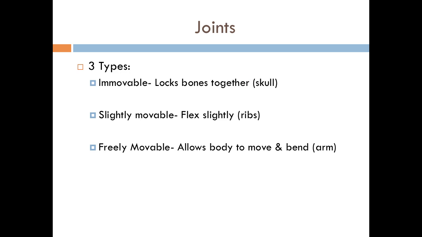There are 3 different types of joints. The 3 types include immovable, which means that the bones are locked together, such as your skull. They cannot move. And there are slightly movable joints, where you can flex them just a little bit, like your ribs whenever you turn from side to side. And there's freely movable, which allows the body to move and bend without a whole lot of restrictions, such as your arms, your legs. Different joints, of course, in your arms and legs allow you to move more freely.